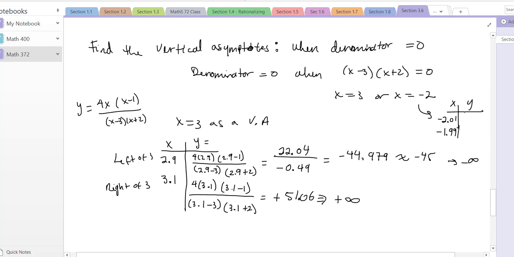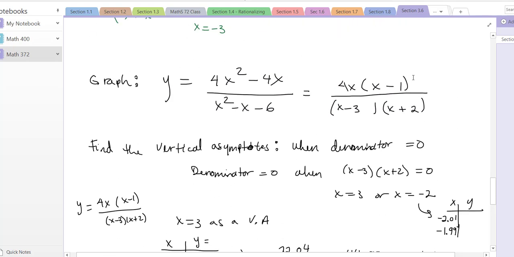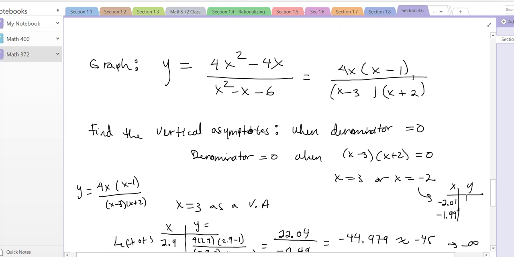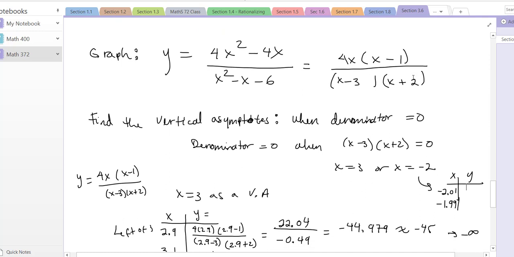But you should also see a positive and a negative infinity. So those are vertical asymptotes. So now, how do we find horizontal asymptotes?